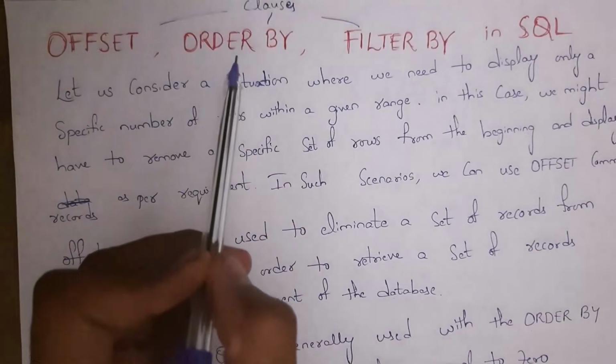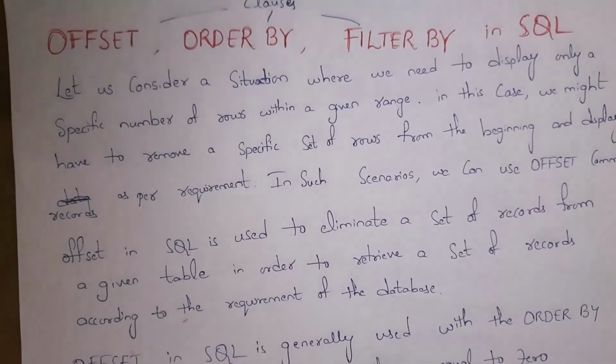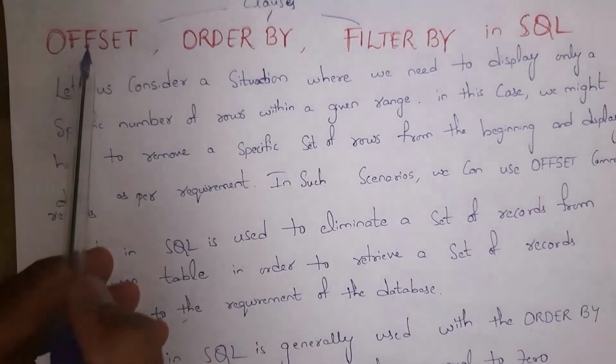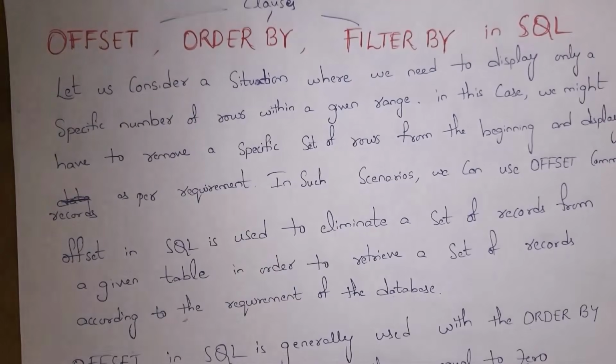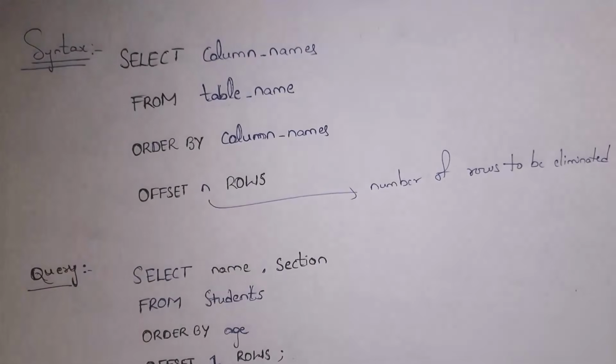Next, I will explain what is the use of order by clause. The name itself says order by. That is nothing but it will display data in a particular order. Guys, I will explain both offset and order by giving one example. This is the syntax of order by and offset. At first, you need to select columns from table.